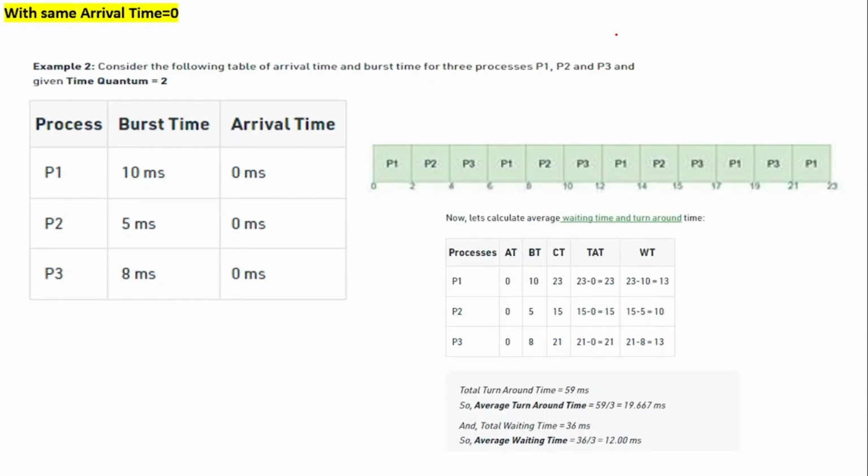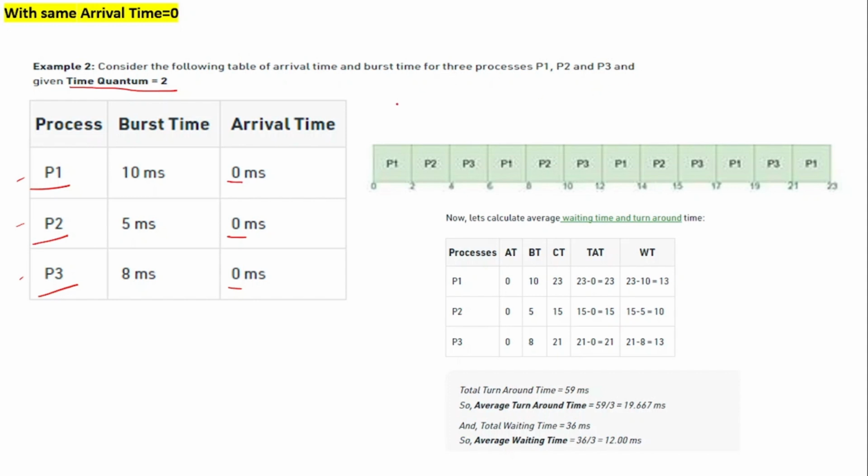Let's say I have this example with me. In this example we have three processes: process 1, process 2 and process 3. The burst time and the arrival time of the processes are listed. All the processes have the same arrival time, which means all of them arrive at the same time, at 0 milliseconds. The time quantum is 2 in this case. So 2 milliseconds will be given to each and every process for its execution, so that no process waits for the CPU for a longer amount of time and the problem of starvation can be avoided.